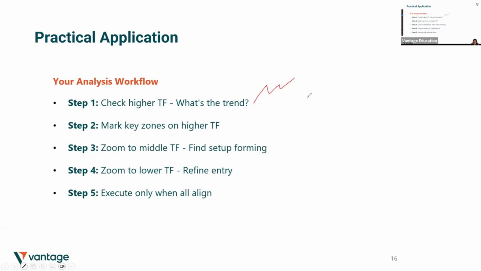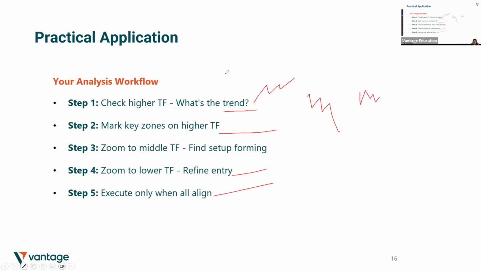Okay, up or down or sideways. Mark the key zone on the higher time frame. So basically, you identify resistance and support on the H4 time frame. Then zoom to the middle time frame, where a setup is forming, could be H1 or M30. Zoom to the lower time frame to refine your entry and have a precise entry. You can have a stop loss. Execute only when all are aligned.